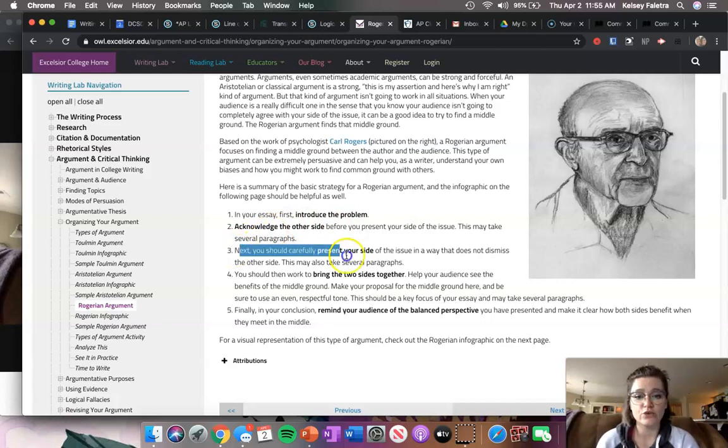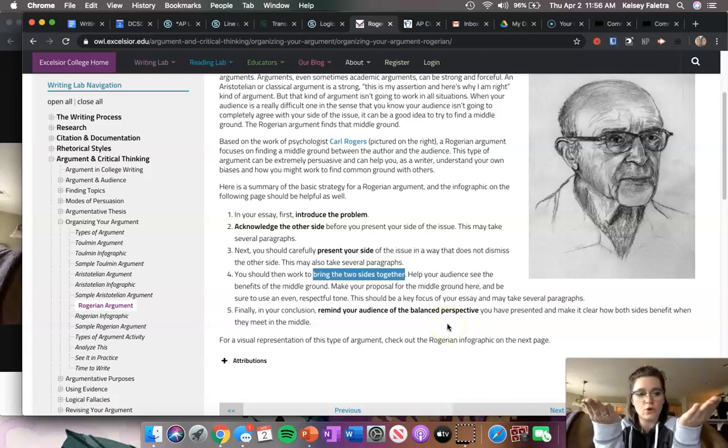Okay? Then you carefully present your side, but you don't refute the opposite side, right? So you are basically carrying both in your hands, right? And you're treating them equally. So you're like, look, this person has very valid concerns, but I also have very valid concerns. We've got to find a middle ground, okay? Bring the two sides together, okay? Help your audience see that neither of you is wholly right or wholly wrong. There's something in the middle, right? The gray area is where we need to live.